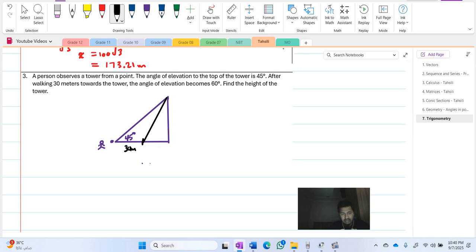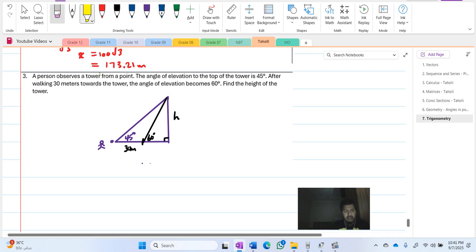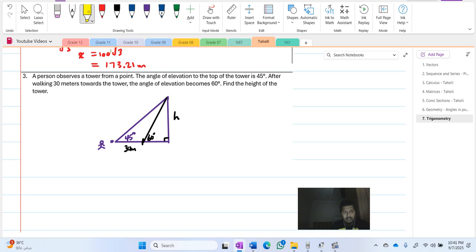If you read the story, the elevation becomes 60 degrees there. Find the height of the tower. So very limited information, but it is possible to solve it. Now how do we solve this? First we start with the 45-degree triangle.